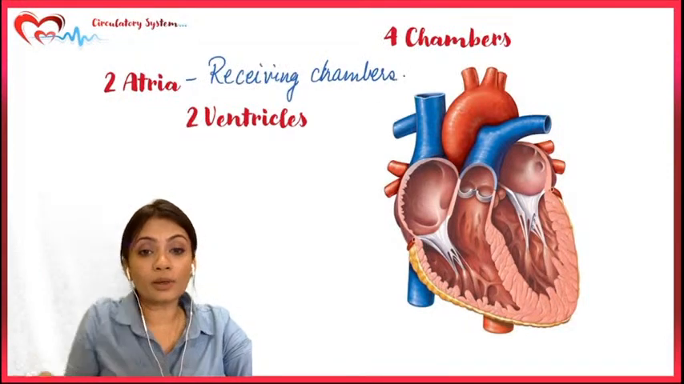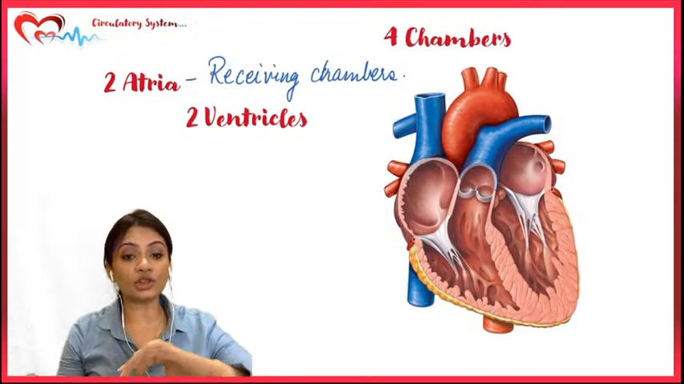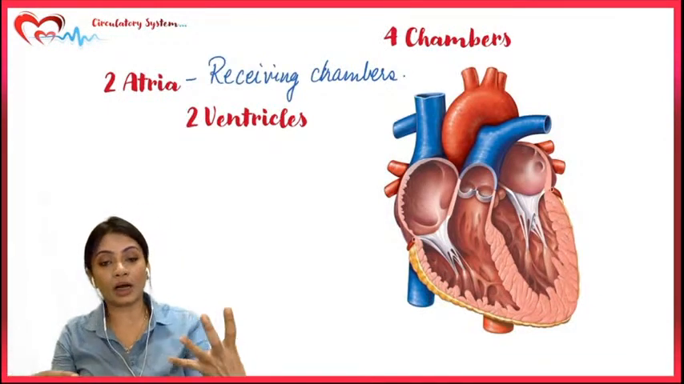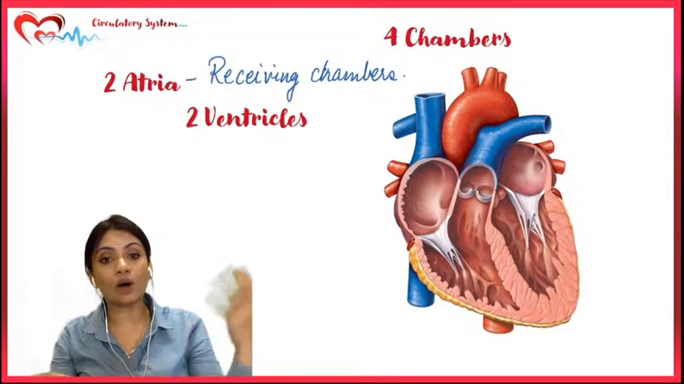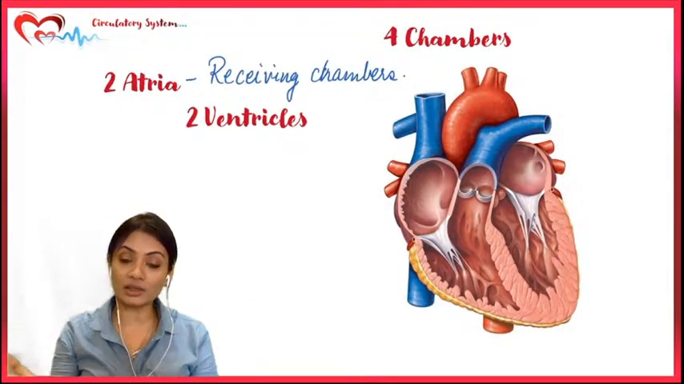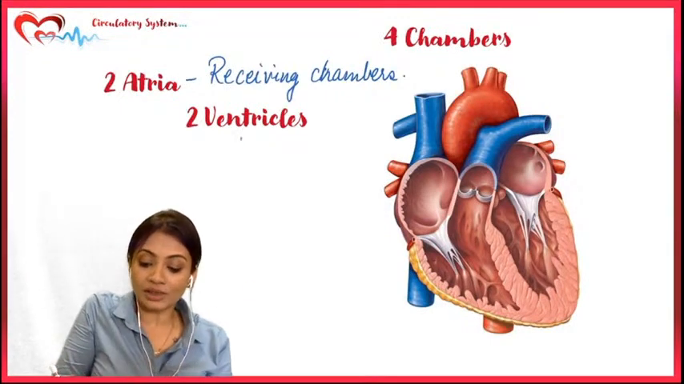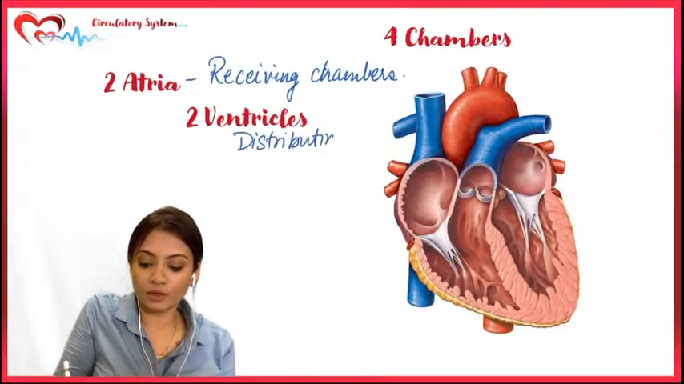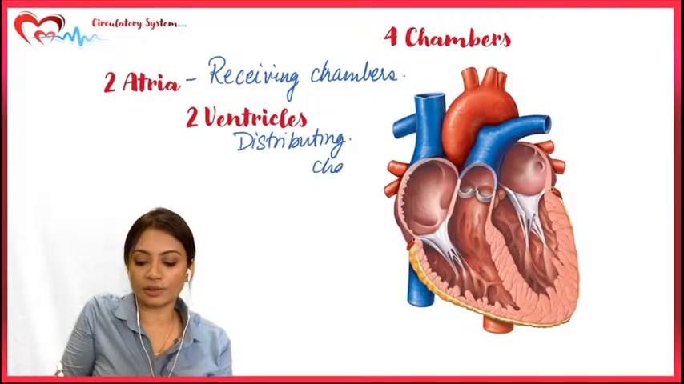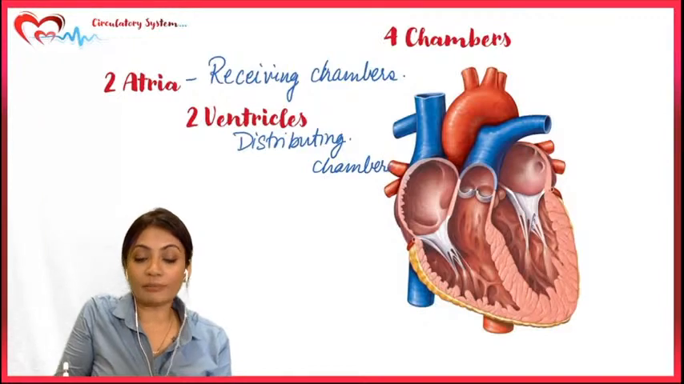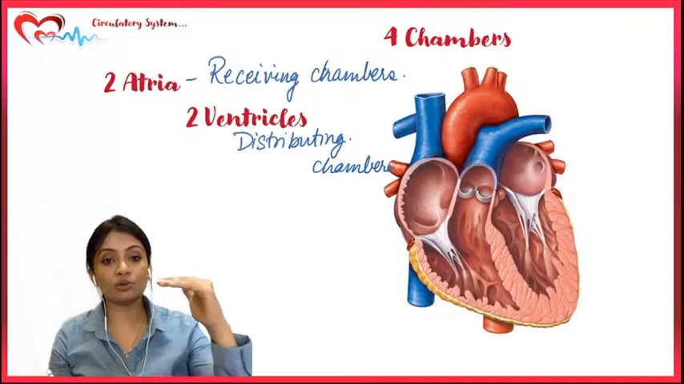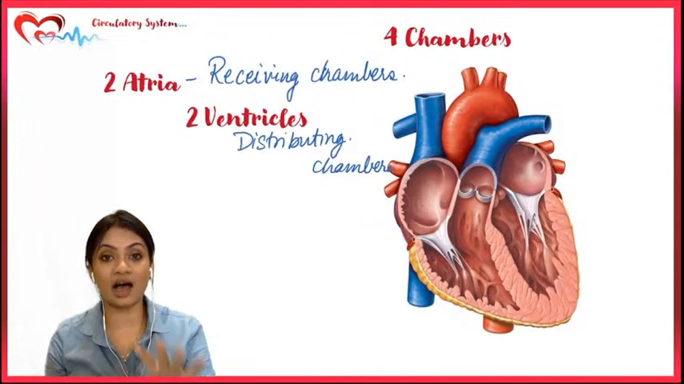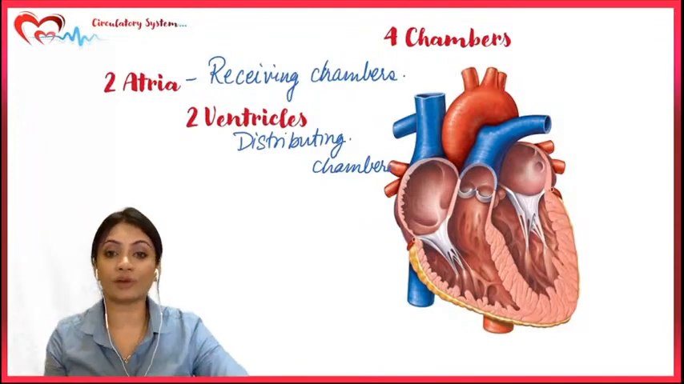Whereas the ventricles are the chambers which take blood out of the heart. So that's why ventricles can be referred to as the distributing chambers. Basically you remember that the four chambers, two atria and two ventricles, are completely separated from one another.